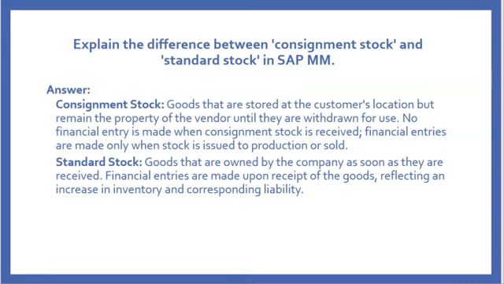Explain the difference between consignment stock and standard stock in SAP-MM. Answer: consignment stock: goods that are stocked at the customer's location but remain the property of the vendor until they are withdrawn for use. No financial entry is made when consignment stock is received. Financial entries are made only when stock is issued to production or sold. Standard stock: goods that are owned by the company as soon as they are received. Financial entries are made upon receipt of the goods, reflecting an increase in inventory and corresponding liability.